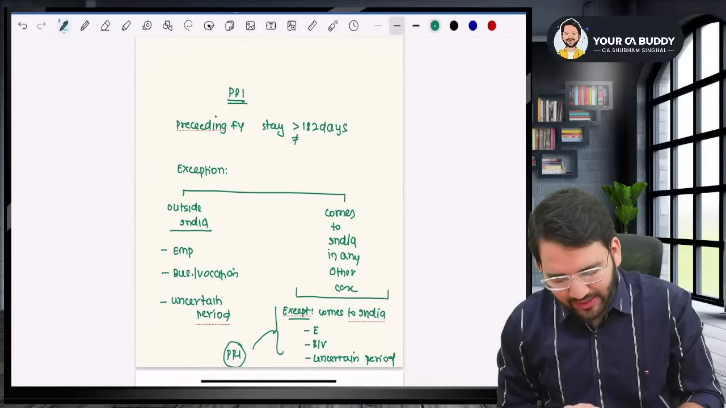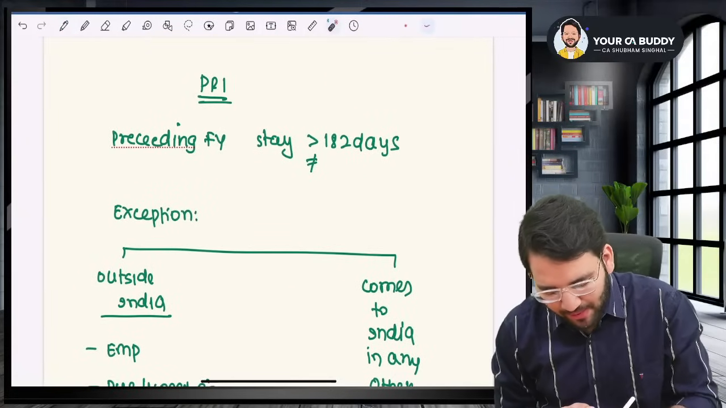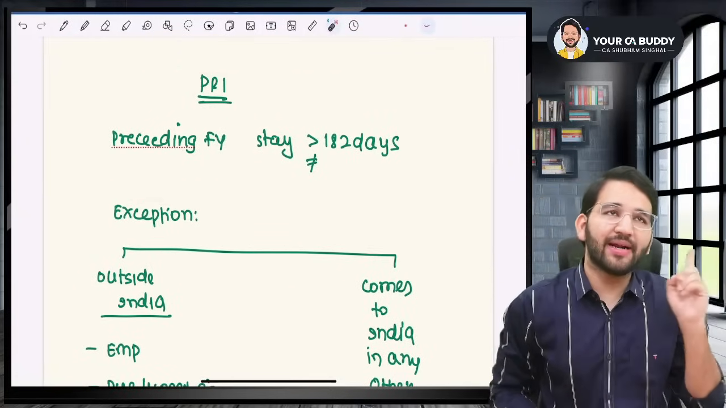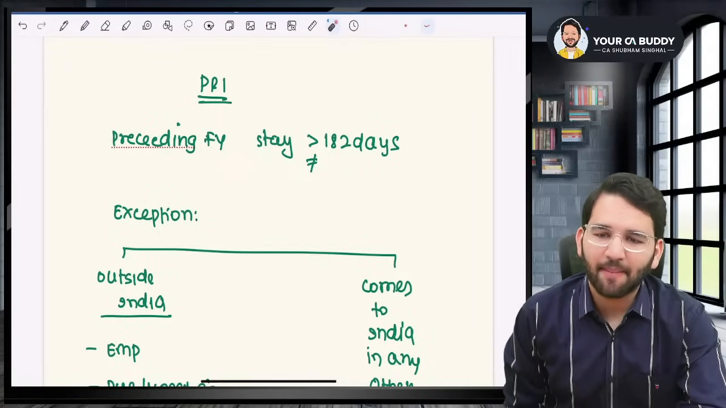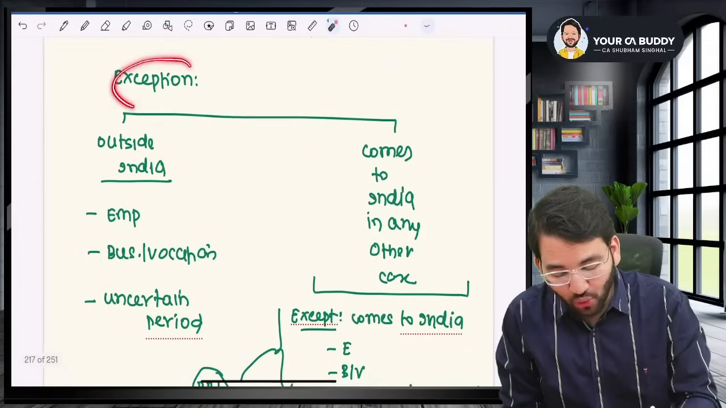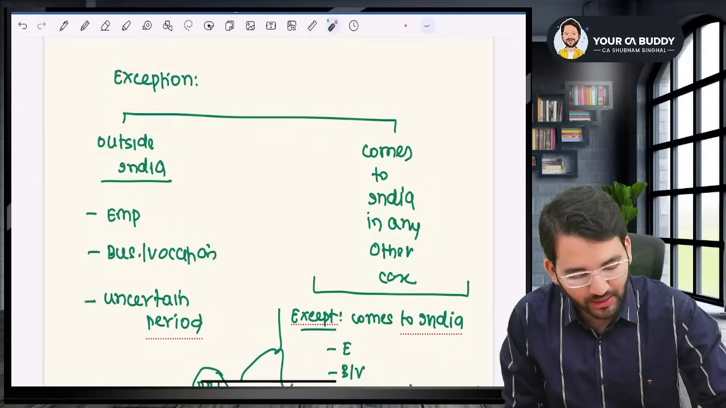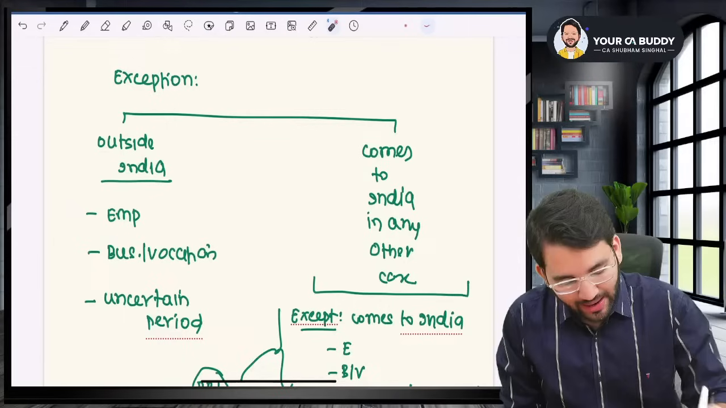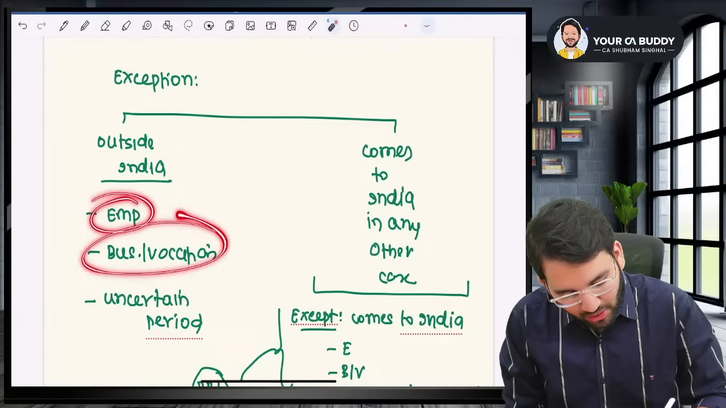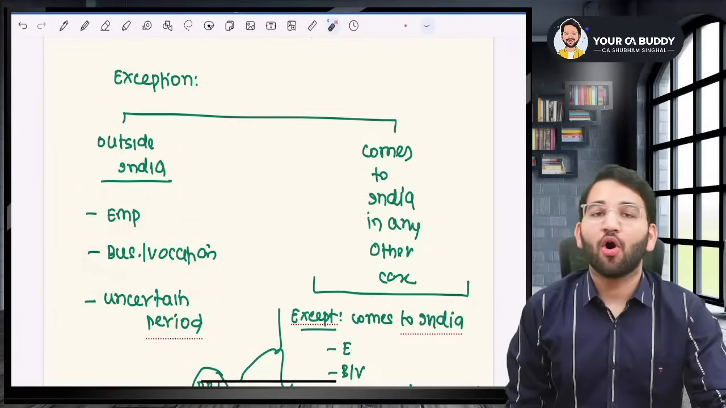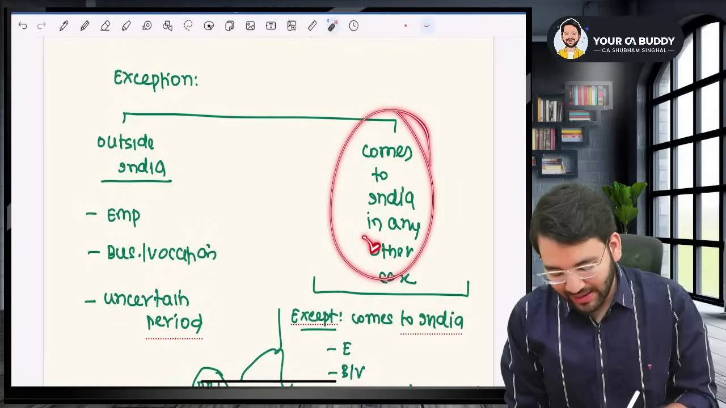Sir, you said this is the definition of PRI. So simple, let's keep it simple. Number one, PRI means a person who stays in India for more than 182 days. Number two, PRI does not include a person who goes outside India for these three reasons. Remember these three reasons. What are the three reasons, sir? The three reasons are employment, business or vocation, or for any uncertain period, or he comes to India in any other manner.